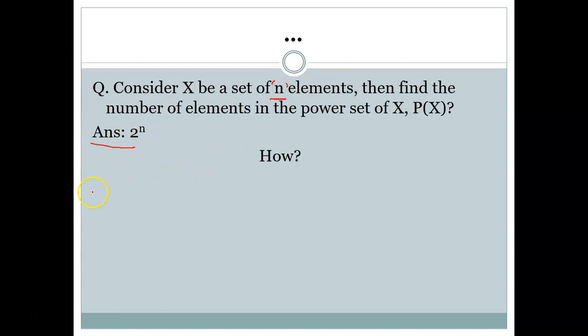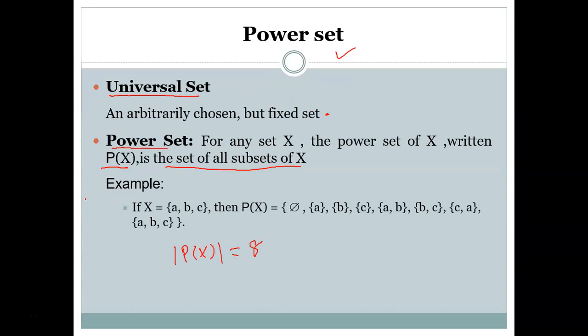But how does it happen? You see, in the last example, you can see this is the null set having zero elements. It has no element from X. Now you are having those subsets which have only one element. Then you are having the subsets which have two elements, and then we have the subset of X which has three elements, and the maximum three elements are there.